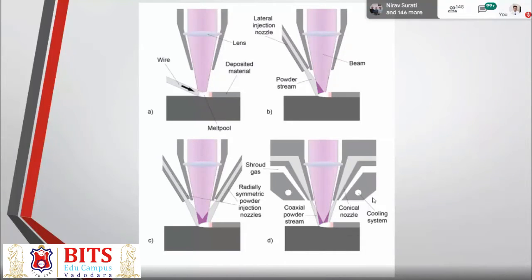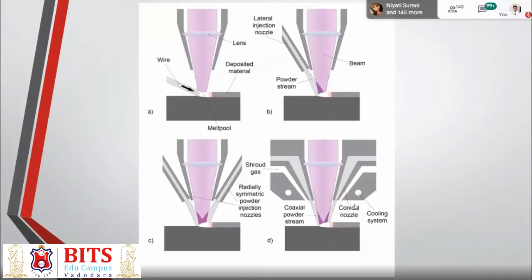Then you also have something called radially symmetric powder injection nozzle and coaxial powder conical nozzle, which actually feeds the metal powder. So the difference between the left one and the right one at the bottom side is, in the left one you actually have just two pipes which are flowing the metal powder, and they are depositing that metal powder over here at the bottom.